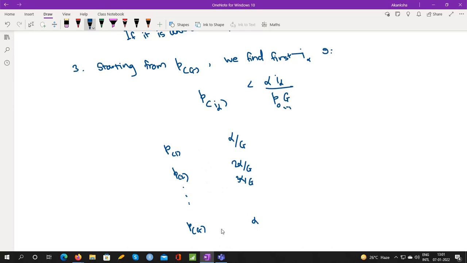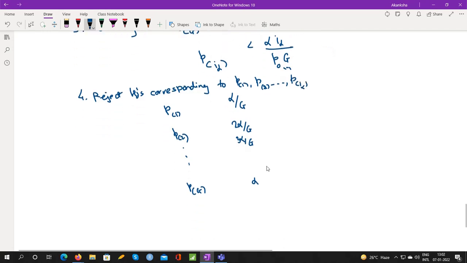Now at every step we have to check, starting from here, whether p ordered G is less than alpha. If p ordered G is less than alpha, then that itself becomes my i alpha, and I should write the fourth step: reject the H naughts corresponding to p1, p2 up to p i alpha. So if p ordered G itself is less than alpha, then we say that even with the adjustment, all the H naughts should be rejected.